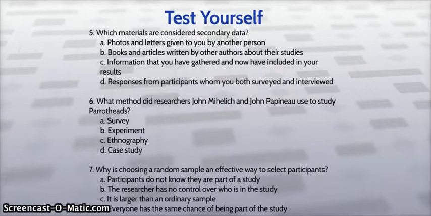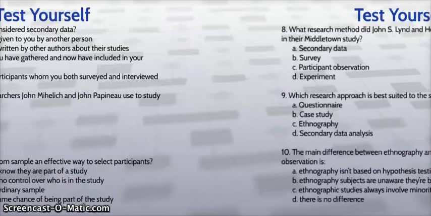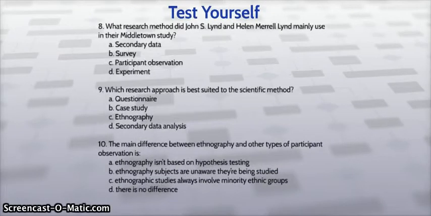And test yourself. Which materials are considered secondary data? What methods did researchers John Millick and John Papineau use to study parrot heads? Why is choosing a random sample an effective way to select participants? What research method did John S. Lind and Helen Merrill Lind mainly use in their Middleton study? Which research approach is best suited to the scientific method?